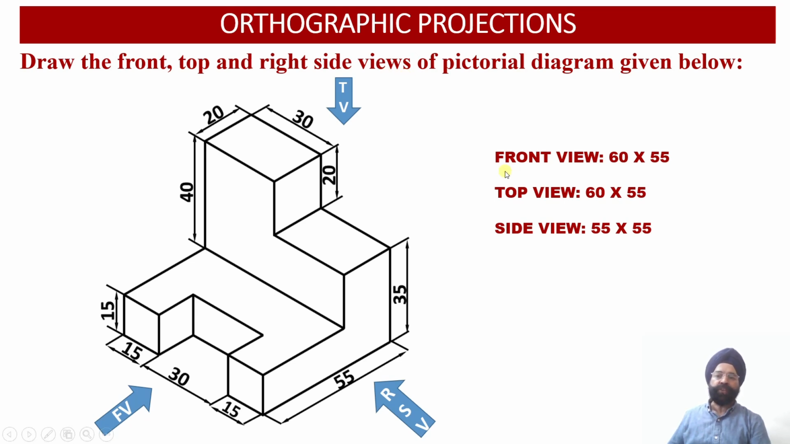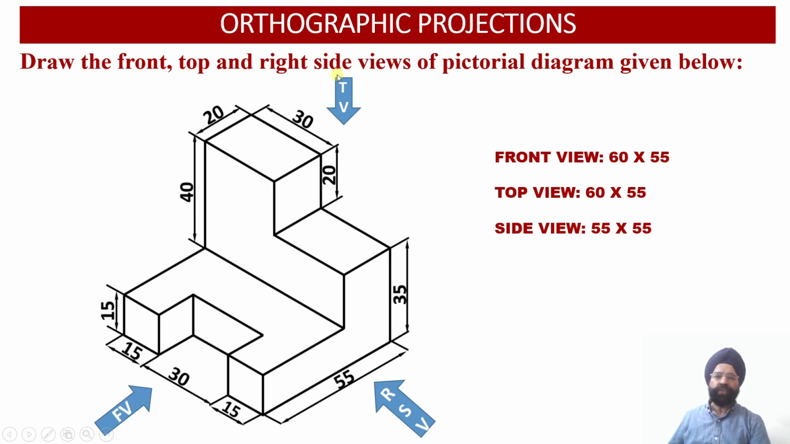Now first of all we have to start with the evaluation of the dimensions regarding the front view face, top view face and the side view face. Looking at the solid from the front, we have the width of the solid equal to 60 millimeter and the height of the solid equal to 55 millimeter. So the dimensions of the front view face will be 60 millimeter by 55 millimeter.